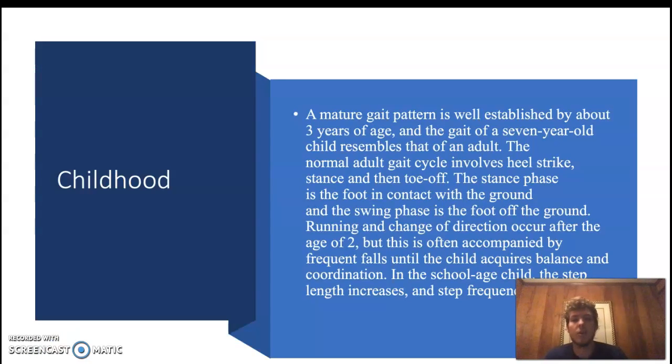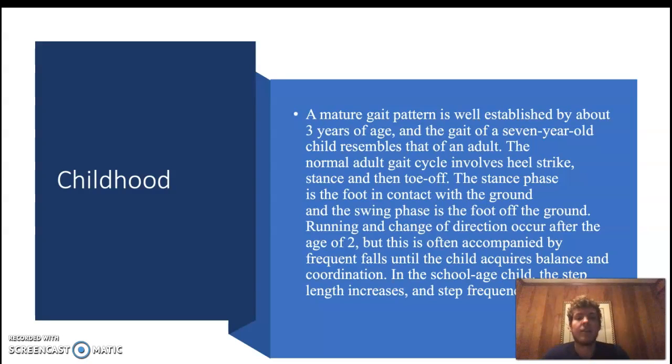So into childhood. So like I said before, a mature gait pattern is well established by about 3 years of age. So the gait of a 7-year-old child resembles that of an adult. The normal gait cycle involves heel strike, stance, and then toe off. This would be, you're going into the knee flexion to create the next step. And you're creating ankle dorsiflexion as you hit into the ground with the heel first, and then the lift off with plantar flexion, the toe off.